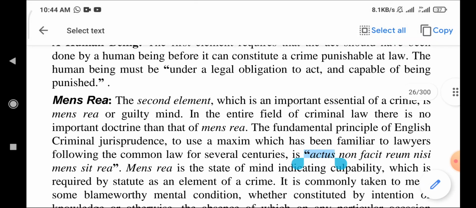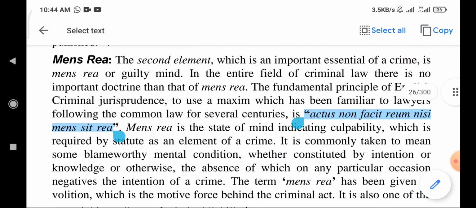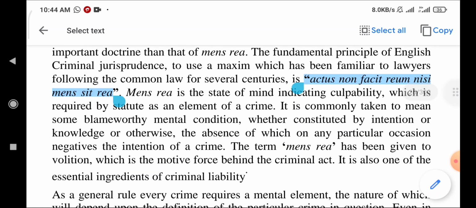What does it mean? Mens rea is the state of mind indicating culpability which is required by statute as an element of a crime. It is commonly taken to mean some blameworthy mental condition, whether constituted by intention or knowledge or otherwise, the absence of which on any particular occasion negatives the commission of a crime. The term mens rea has been given to volition, which is the motive force behind the criminal act. It is also one of the essential ingredients of criminal liability.